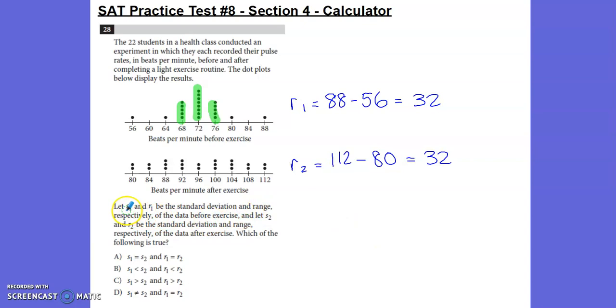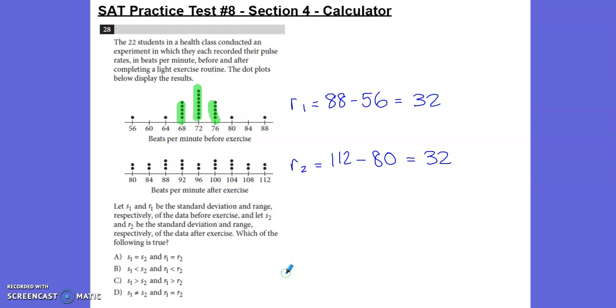They're saying that S1 and R1 are going to be the standard deviation and range of the data before exercise. So S1 is the standard deviation of this data set, R1 is the range of this data set, and S2 and R2 are the standard deviation and range of the second data set. We're asked to decide which of the following has to be true. So it's just a comparison between the standard deviations and between the ranges. Standard deviations, the calculator's in play.